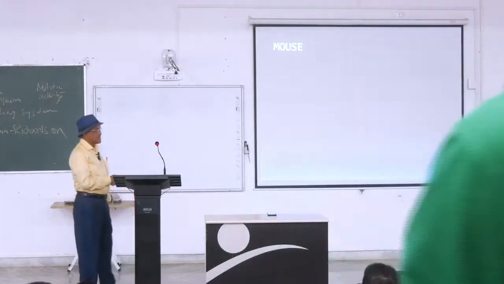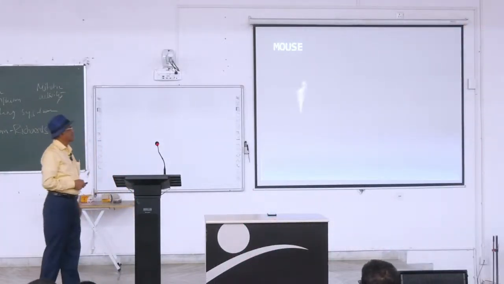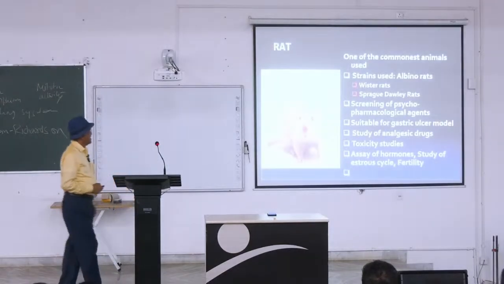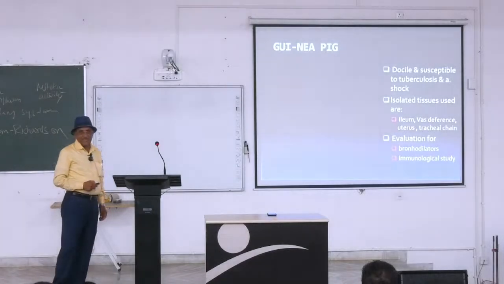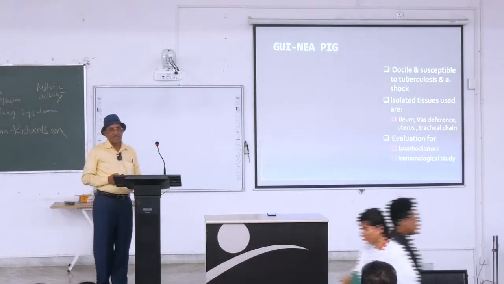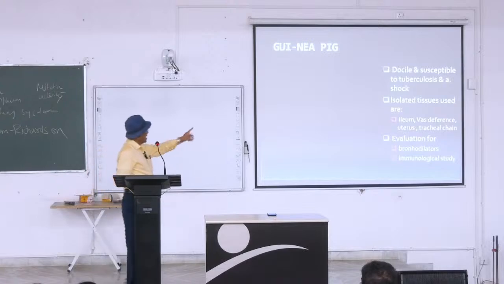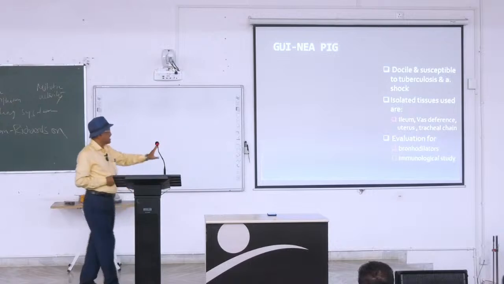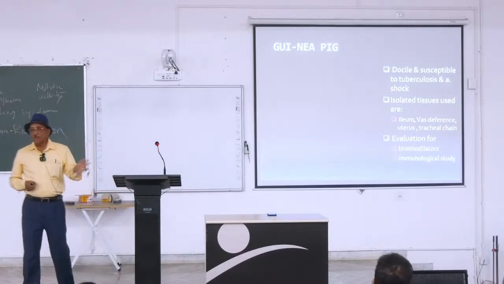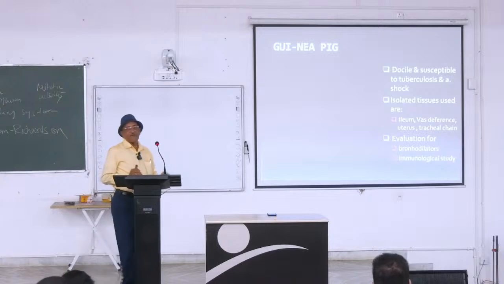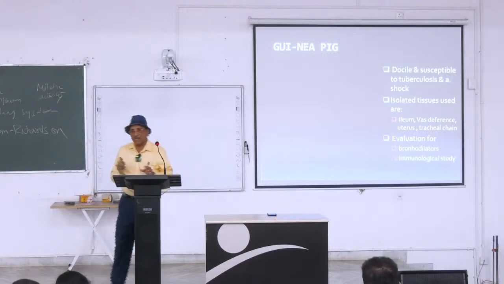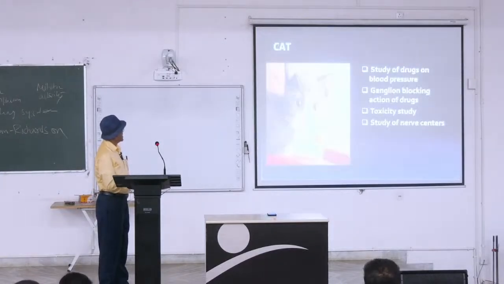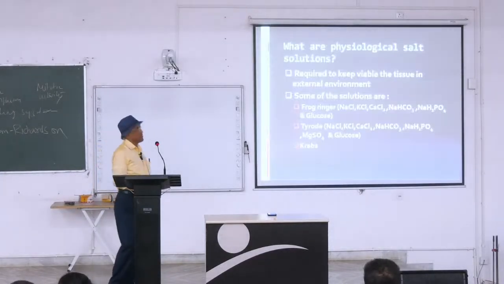These are some common examples, most important and widely used are the mouse, then rat, albino rats, then guinea pig. This guinea pig is docile, susceptible, and isolated tissues are used mainly, that is the ileum, vas deferens, uterus, tracheal chain. These are meant for evaluation of bronchodilator drugs and for immunologically active drugs. So that's why different types of animals are being used. Rabbit, cat, dog and mouse.